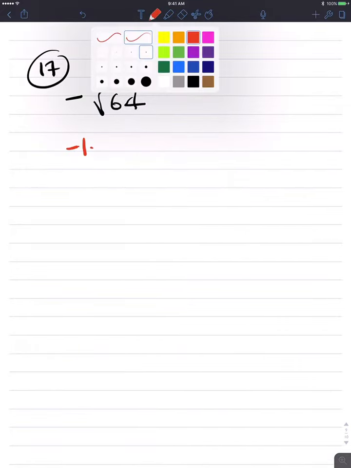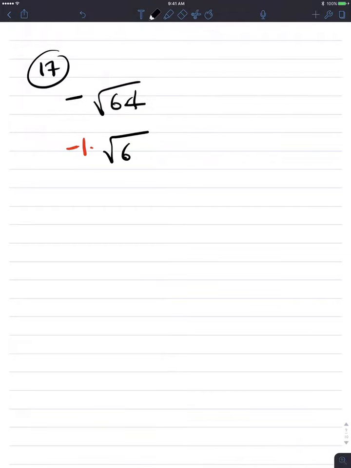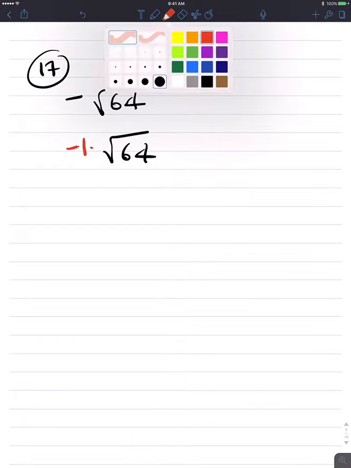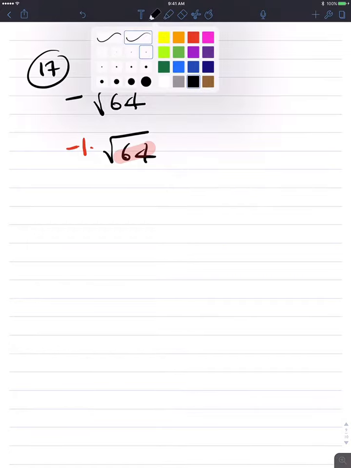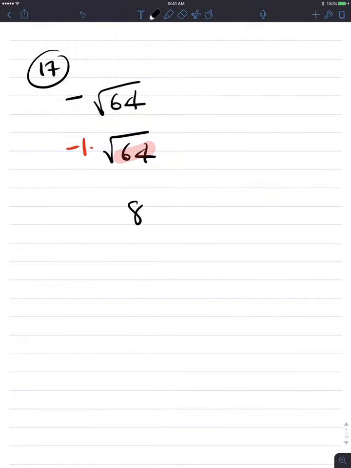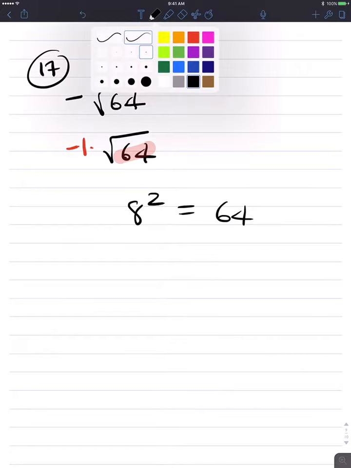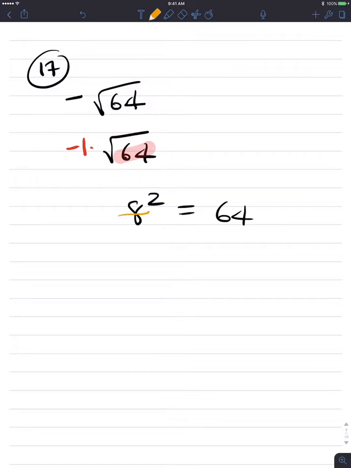Number 17, minus square root of 64. Negative 1 times the square root of 64. And we know 64 is a perfect square. And we know this because 8 to the second power is 64. That the base that was used here is 8.